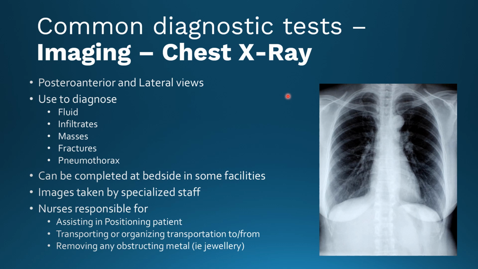The images are taken by specialized trained staff. As a nurse, we are responsible for positioning the patient, making sure they are in an upright manner to get the full field of lungs visual, transporting them to or from the X-ray department, and removing any obstructing jewelry. Any sort of metal we will have to remove, as the imaging will not be able to go through it. So in this photo here, we can see a very clear view of this patient's lungs. You can see the patient's heart here, their aorta, and their esophagus is going up here. So this is a very nice, very clear view of the patient's lungs.